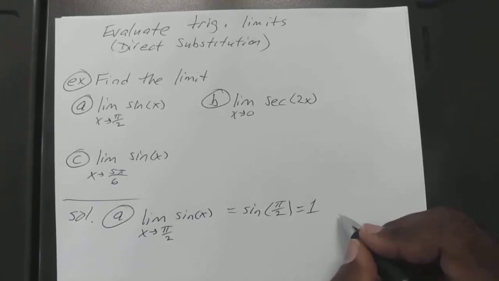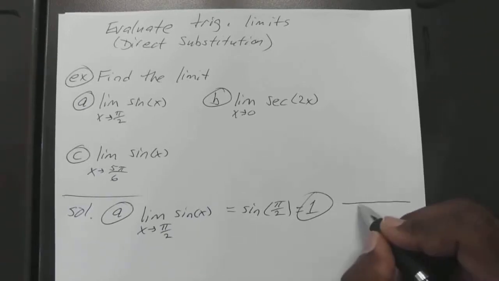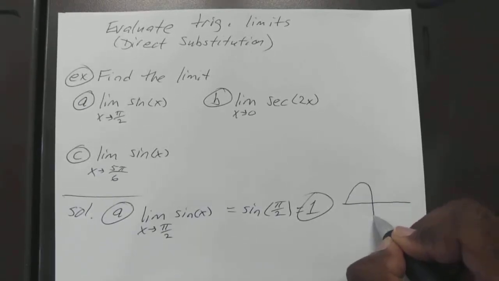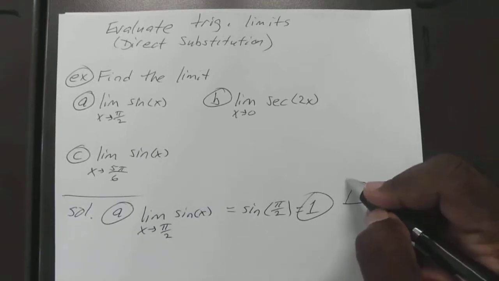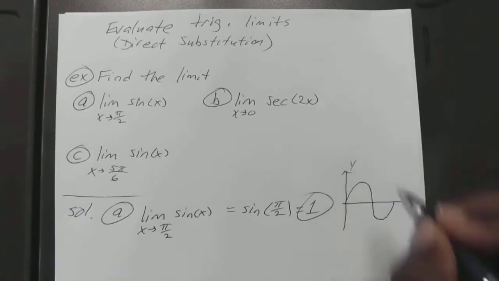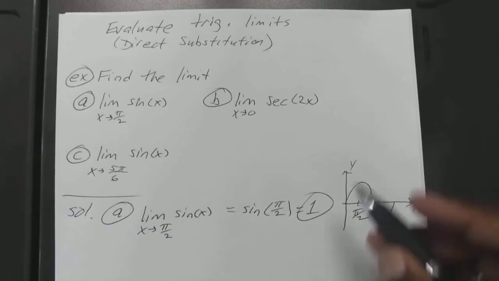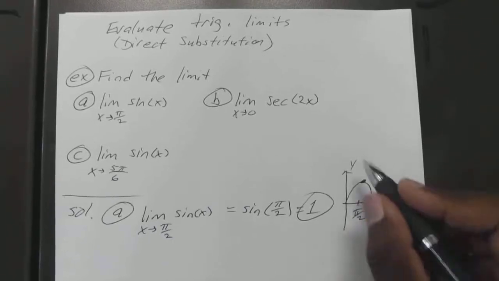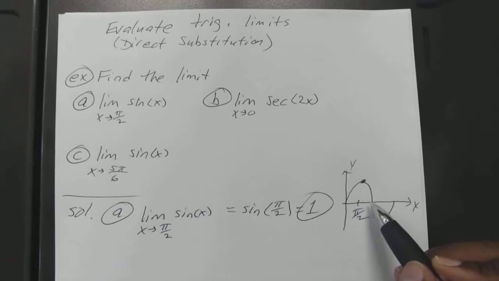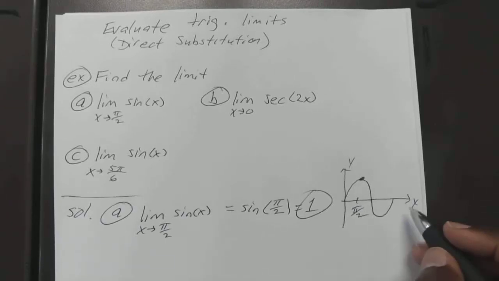Okay. So if you wanted to look at the graph of that, let's say this is your sine wave. That's your x, that's your y, and this is your pi over 2. Now, as you approach pi over 2 from the left, it's equal to 1. From the right, it's equal to 1. So as long as the limit is the same from both directions, it exists. So we have our limit. You don't have to draw the picture each time. That was just a visual.